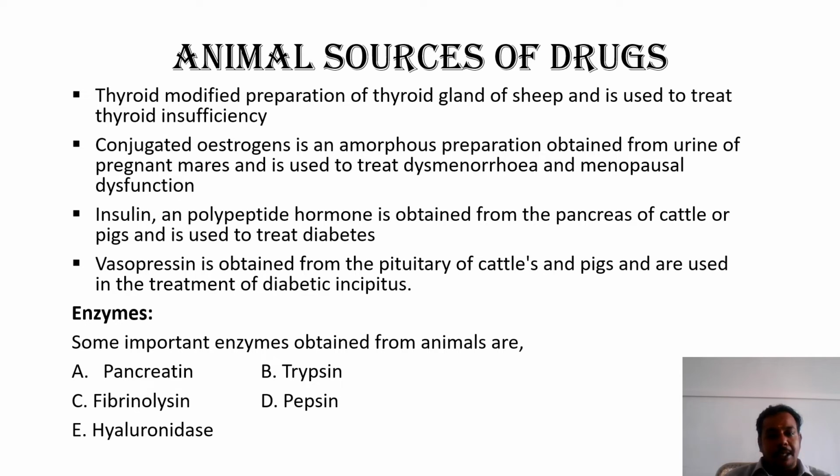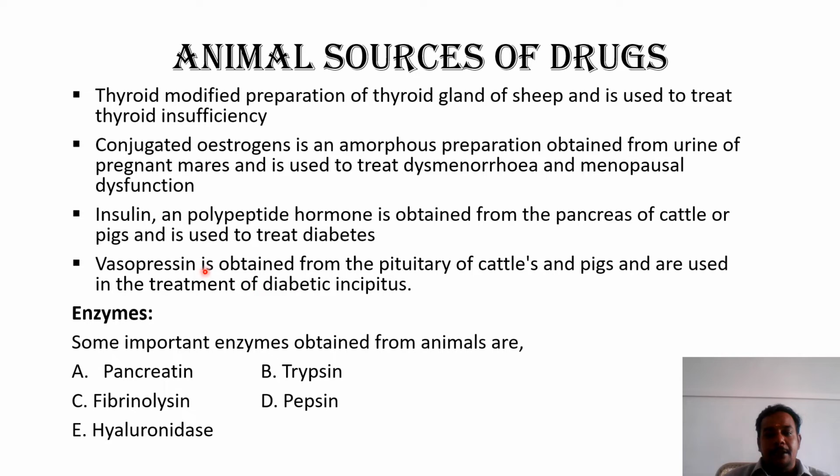Right. Number 3, insulin, a polypeptide hormone, is obtained from pancreas of cattle or pigs and is used to treat diabetic disorder. So we are obtaining insulin preparation from pig's pancreas, and this insulin preparation is used to treat diabetic disorder of humans. And last, vasopressin is obtained from pituitary of cattle and pigs and is used in the treatment of diabetes insipidus.